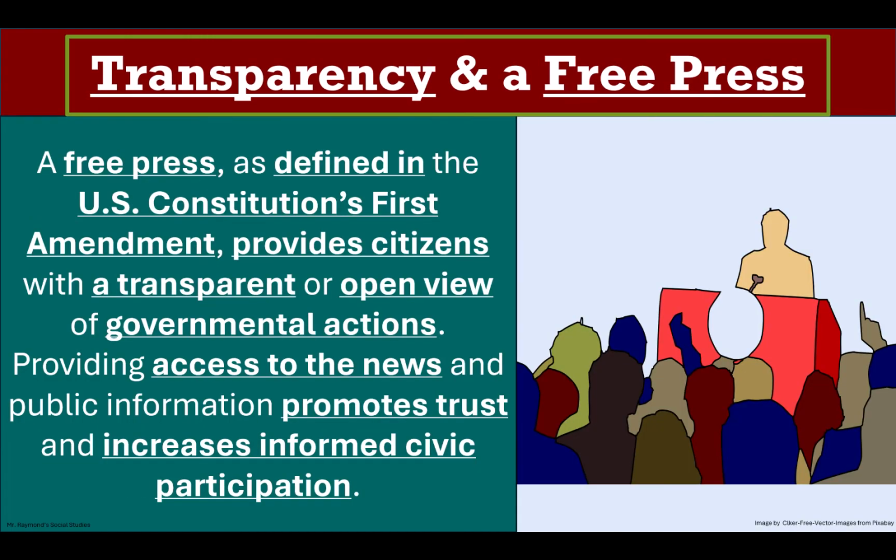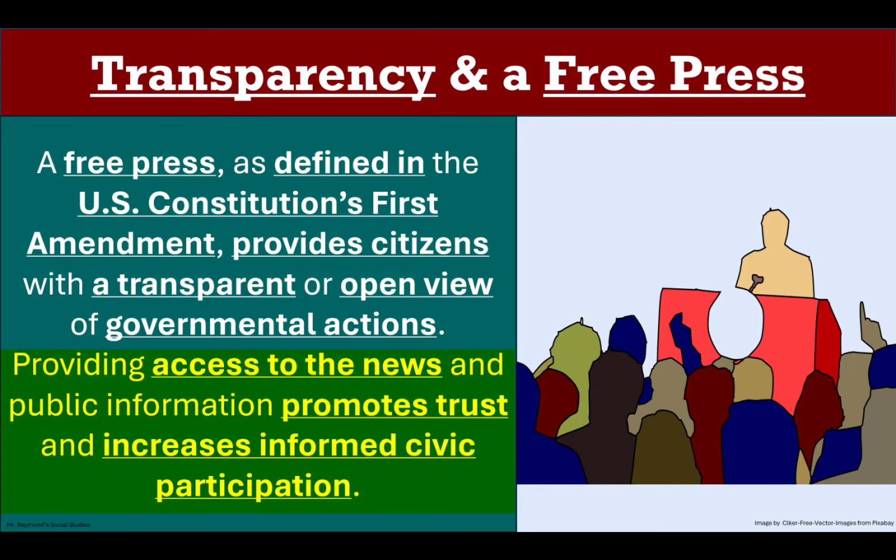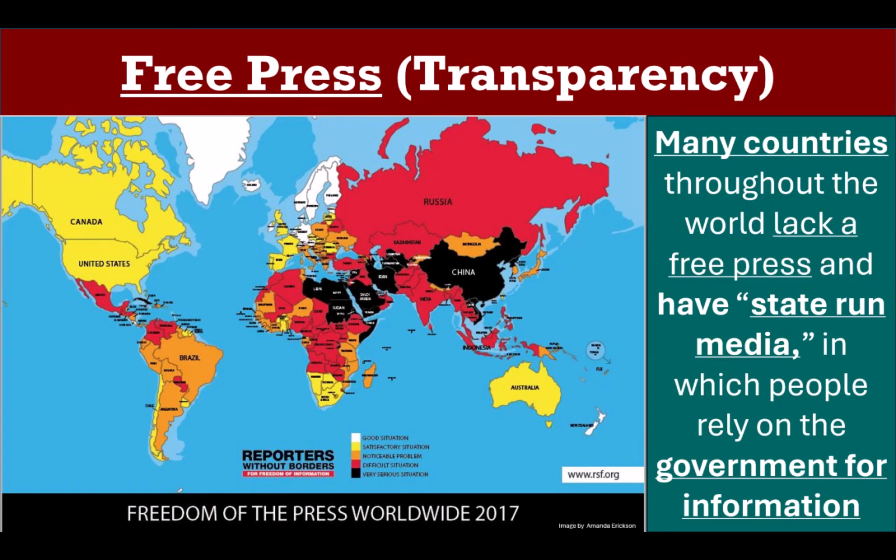A free press, as defined in the U.S. Constitution's First Amendment, provides citizens with a transparent or open view of governmental actions. A free press provides access to the news and public information and promotes trust, and that trust increases informed civic participation as more people want to get involved in their government. Many countries worldwide, however, lack a free press and have what is called, quote-unquote, state-run media, where the people rely on the government for information. As you can imagine, authoritarian governments manipulate or change the news to deny access to information that they don't want the people to know about.